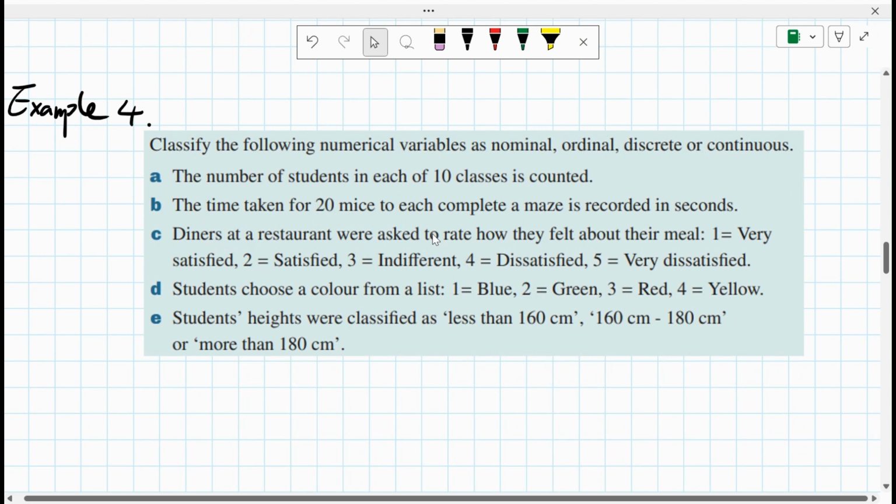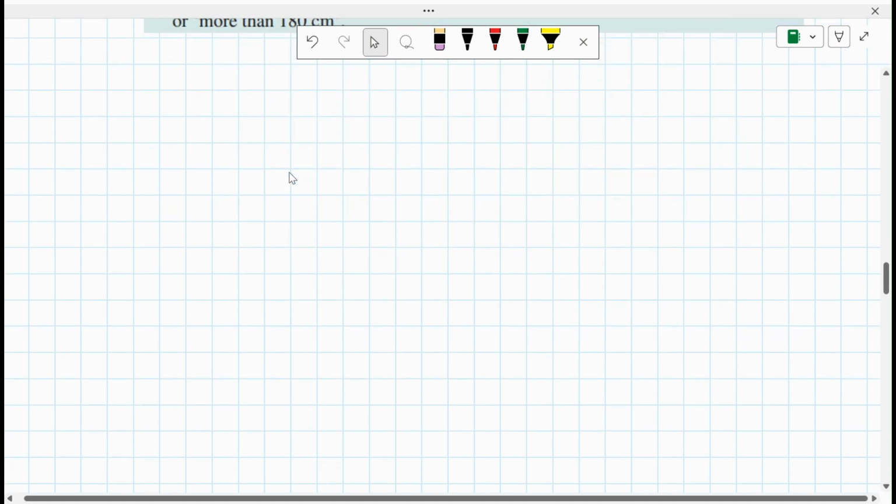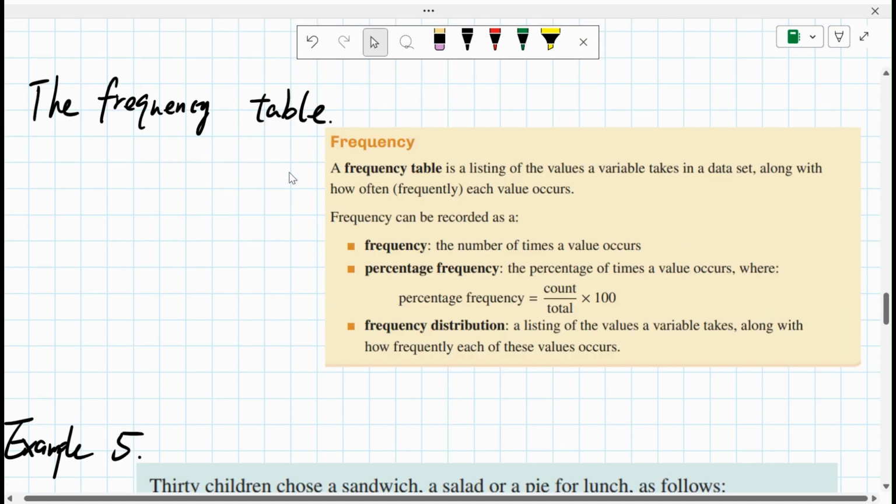Perfect. Example 4. This one we're going to do in class, okay? So let's choose ordinal, nominal, discrete and continuous together. If you can try at home, I won't stop you. Please try by yourself as well. Let's move on to frequency table.